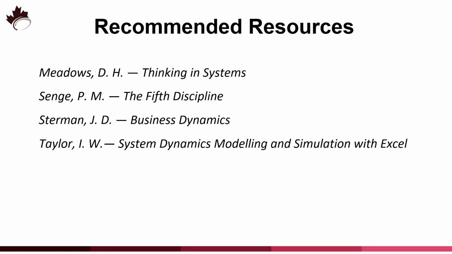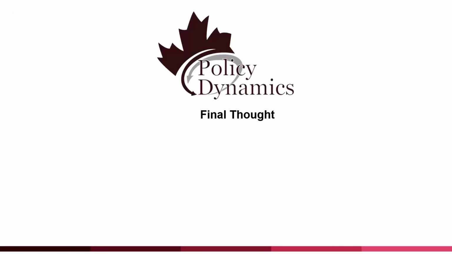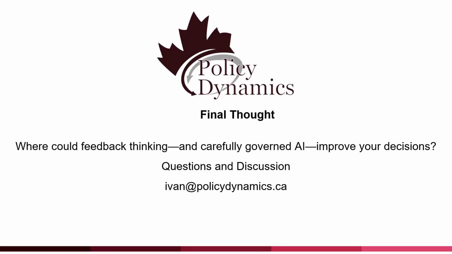And you can look at my little textbook called System Dynamics Modeling and Simulation with Excel. And you can look at the website called the Systems Thinker, the System Dynamics website, or the Waters Institute for Systems Thinking. My final thought is, where could feedback thinking and carefully governed AI improve your decisions?